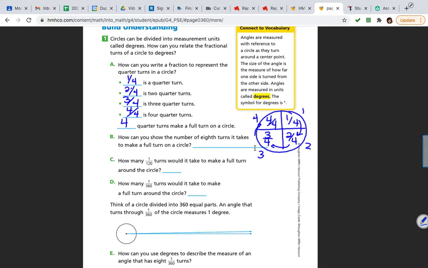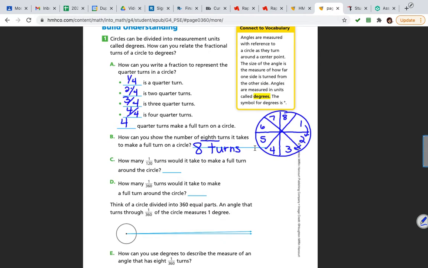Letter B, how can you show the number of 8 turns? So if we had 8, and I'm not very good at drawing circles with fractions in it, so that's fourths. If I draw 8, so I put a square in it, so that's 8 pieces. So how can you show the number of 8 turns it takes to make a full turn on a circle? So if we count our 8s, so here 1, 2, 3, 4, 5, 6, 7, 8, and we went around like that. So how many would it be? It would take 8 turns. 8 turns. We would spin the circle 8 times.